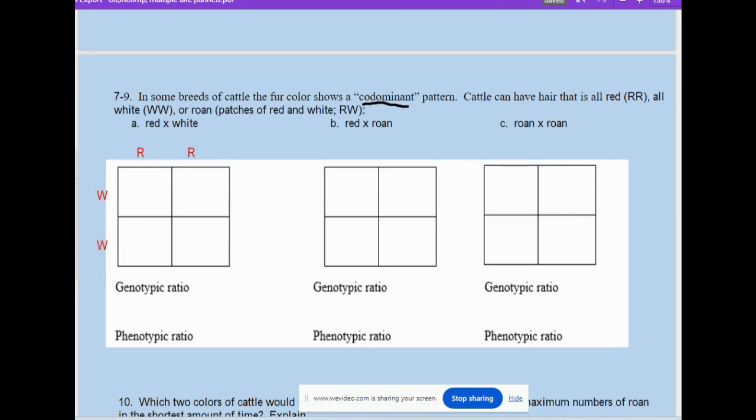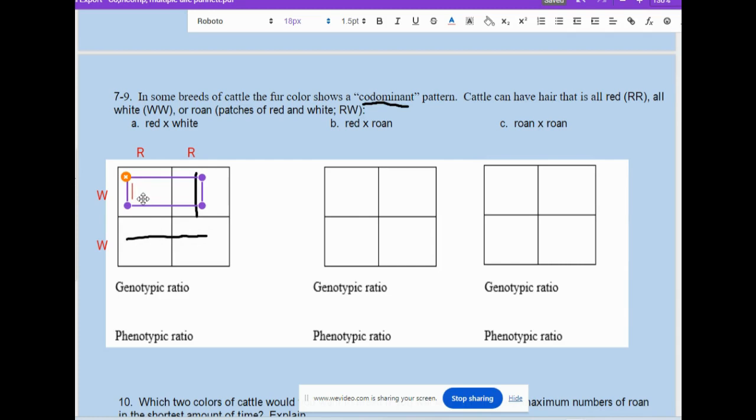All right, so this one's super easy because these are both W's. I can cross one out. Since these are both R's, I can cross that out. So I just got one square. R from the top, W from the left. Genotypic ratio: 100% of these baby cows, these calves, will have the genotype of RW.